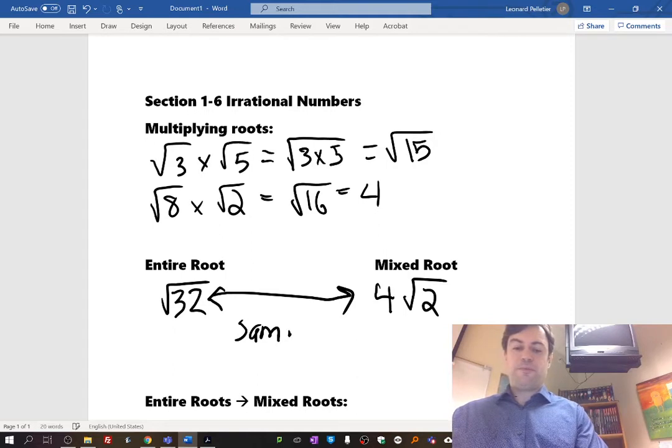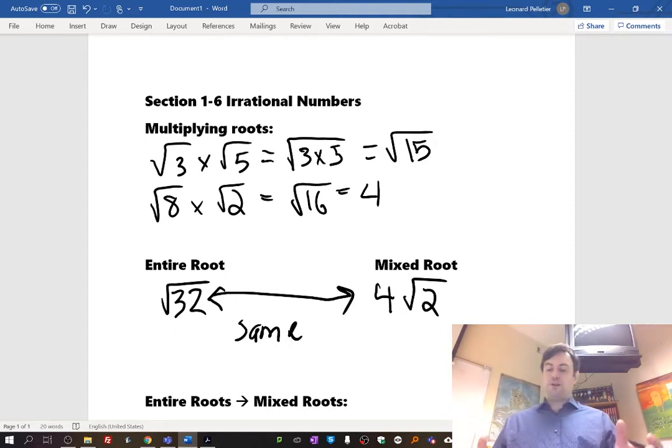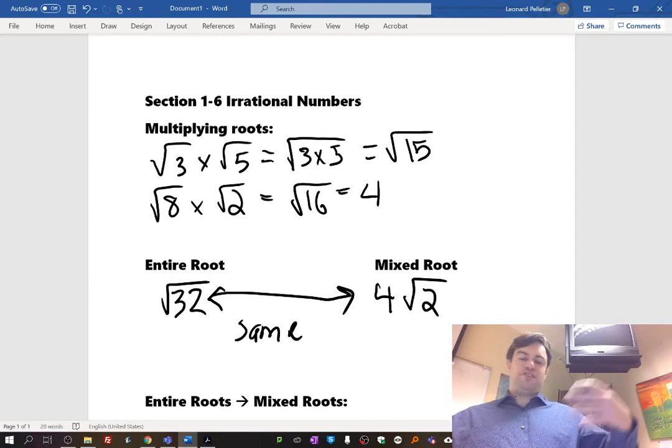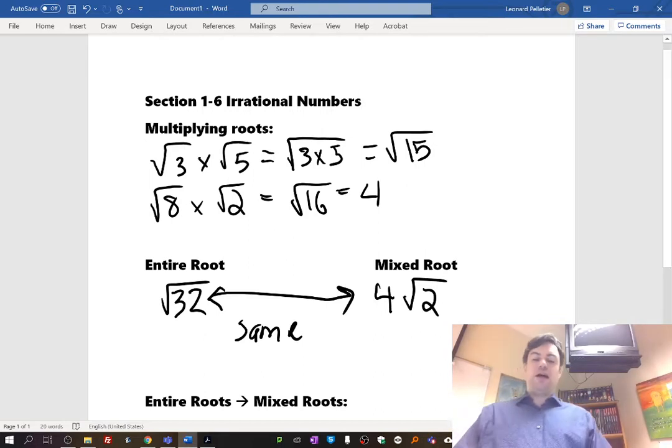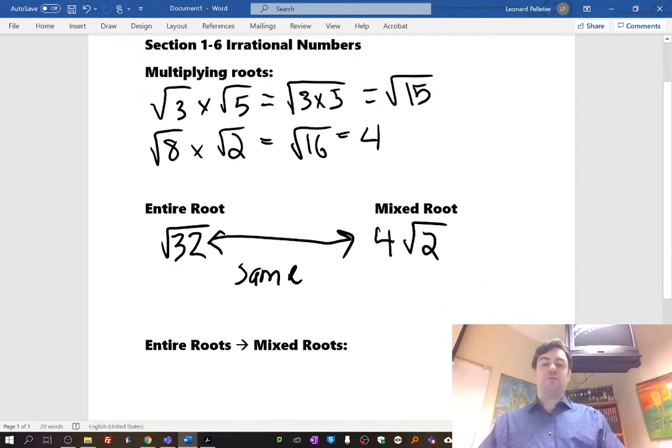And if you don't believe me, you can punch it into a calculator, you get 4.57 roughly if you round it. But it's an irrational number. It goes on forever because it's not a perfect square. And that's what we're going to learn about basically: how do you convert between the two?